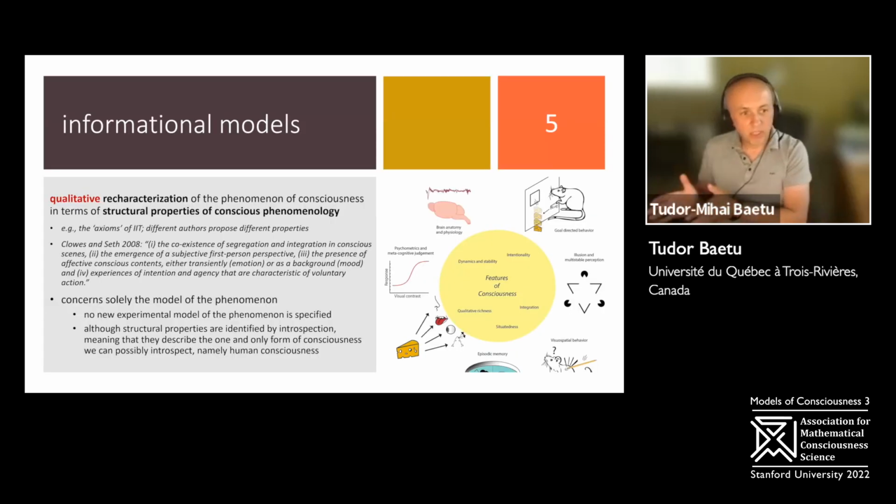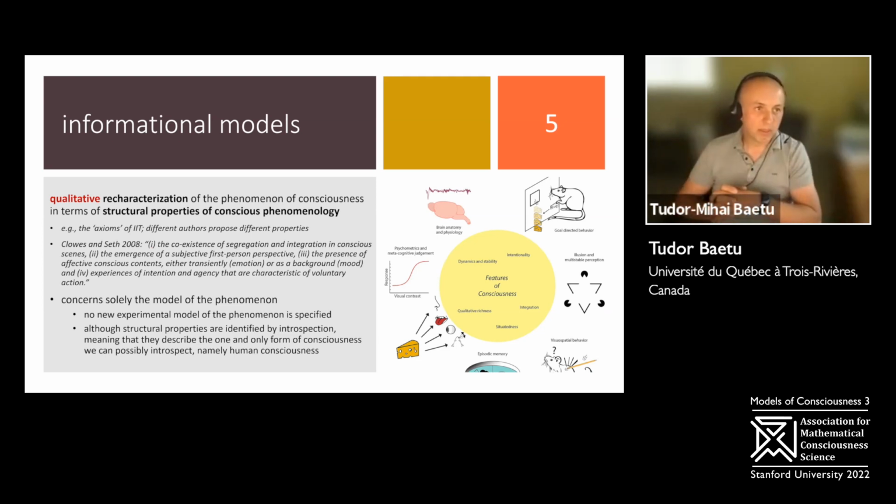Okay, now I can make a transition to the informational models. What the informational models propose in a first step is the qualitative recharacterization of the phenomenon of consciousness in terms of structural properties of conscious phenomenology. An example of this would be the axioms of the IIT, for example. But of course, different authors propose different properties, and there are several lists available in the literature. Again, from my philosophical standpoint, the exact list is not that important.